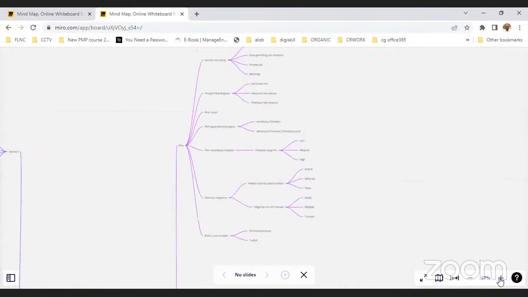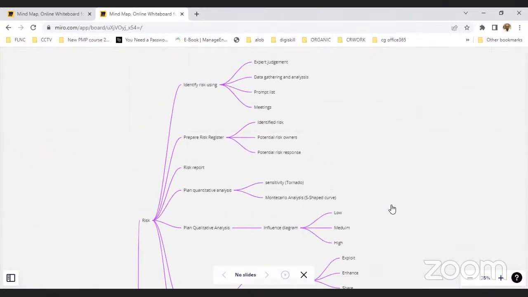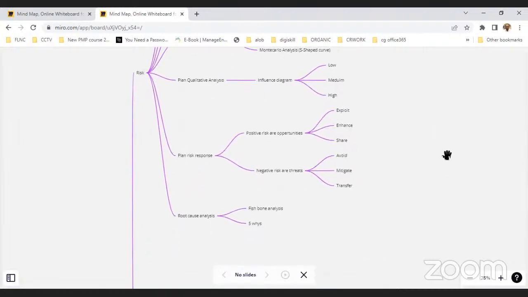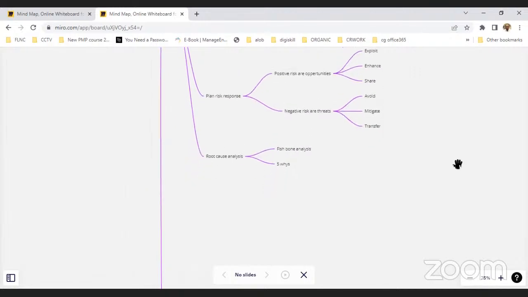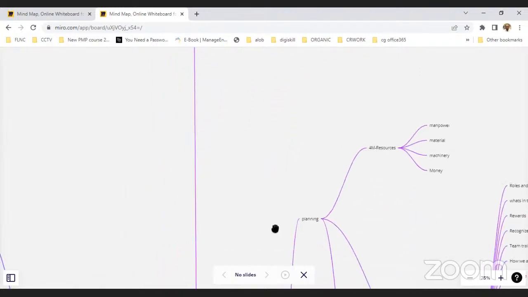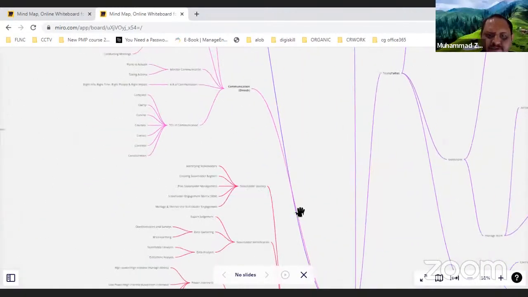So in risk, we need to identify the risk by using expert judgment, data gathering, and prompt list meetings. Then you should prepare your risk register by identifying the risk, putting the potential owner and potential risk response. Then there should be a risk report, and you can use both quantitative and qualitative analysis. You should have proper risk responses based on the risk, whether it's positive or negative. Finally, you can use techniques in root cause analysis, such as the fishbone diagram or 5 whys. So these were the points that we covered.